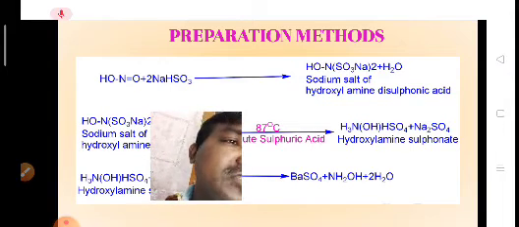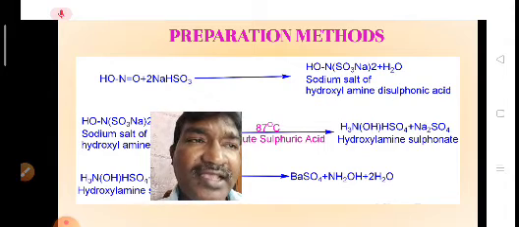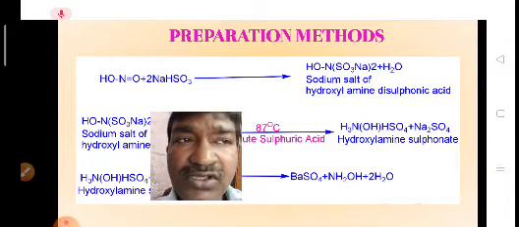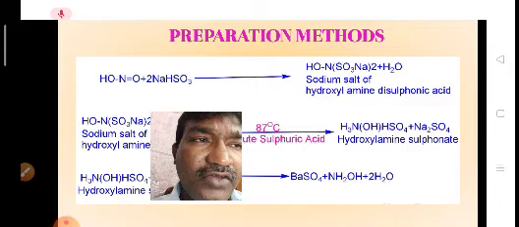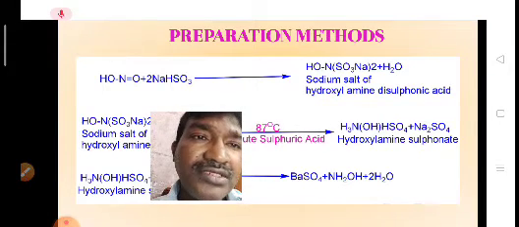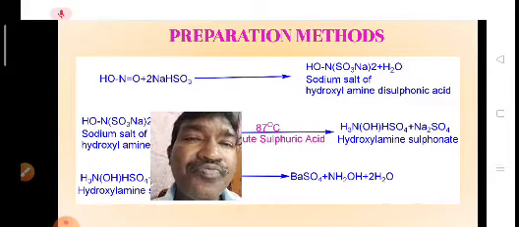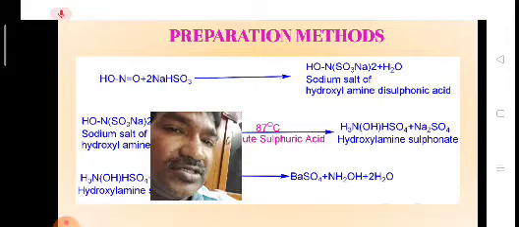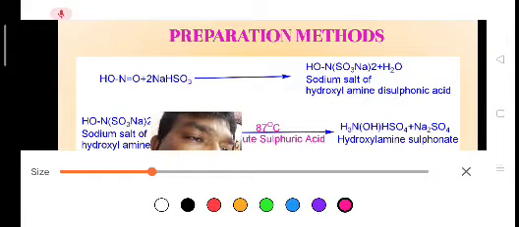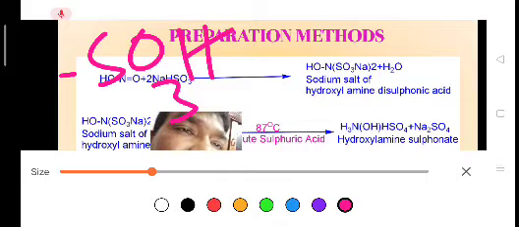Then after that what happens means the sodium bisulfite formed reacts with the nitrous acid to form sodium salt of hydroxylamine disulfonic acid. Sodium salt of hydroxylamine disulfonic acid. Sulfonic acid means SO3H. So SO3H is known as the sulfonic acid. Okay, look here. Sulfonic acid group.